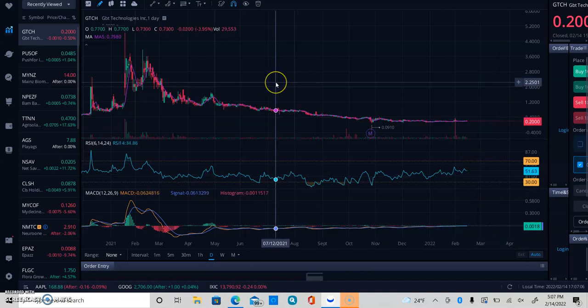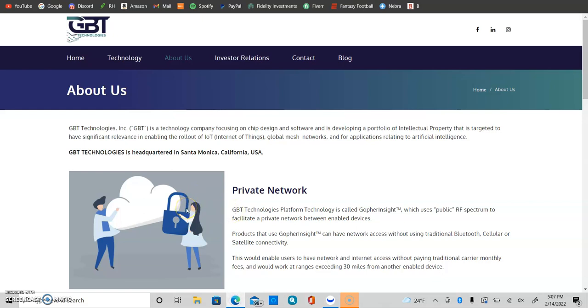But as always, before I break down the chart and give my price predictions and analysis on the company, I do want to give an overview and a background of what they actually do. So this is over here on GBT Technologies page, called gbtti.com/about-us, because I'm on that about us page.